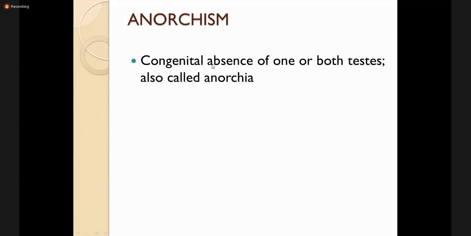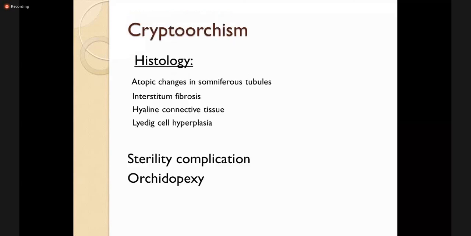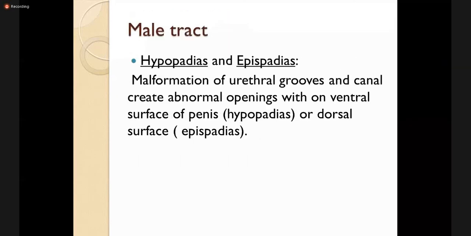Anorchism is congenital absence of one or both testes. This is called anorchia. Here we end the male reproductive tract anomalies. These were the basic definitions. The important thing is cryptorchidism in male reproductive tract abnormality. Thank you, everyone.